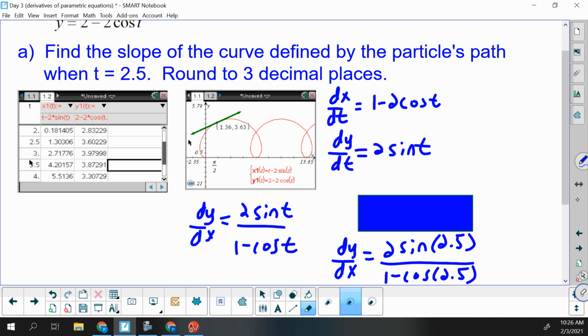And we'll pause for a second. Go ahead, punch those in your calculator. And notice it wants you to round to 3 decimal places. Make sure you're in radians when you're doing that. So we should have gotten that was 0.460.